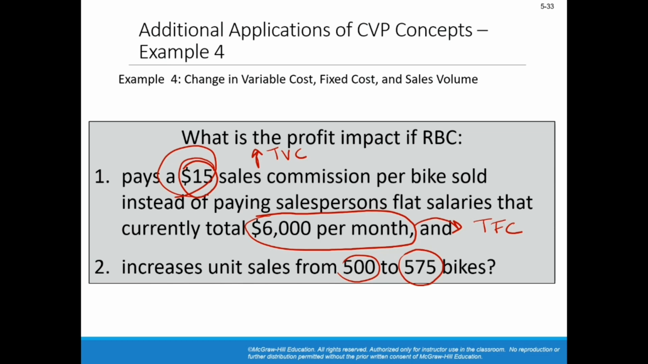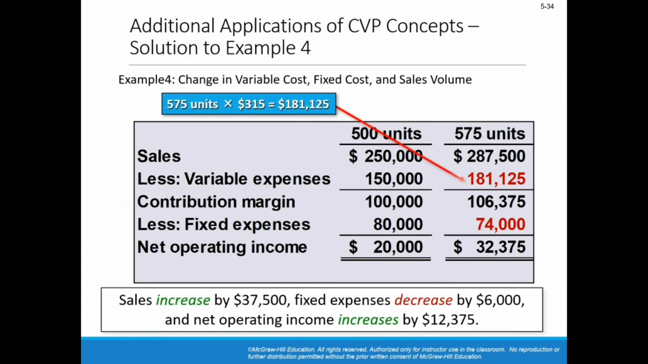Sorry, it's a decrease. So instead of paying salesperson flat salaries, there's a decline in total fixed cost by 6,000. So now in the new income statement, the total fixed cost will decrease by 6,000. So this is the minus 6K. And your variable expense will increase by $15 per each additional bike sold. And therefore, as an outcome, your net operating income will increase by $12,375.